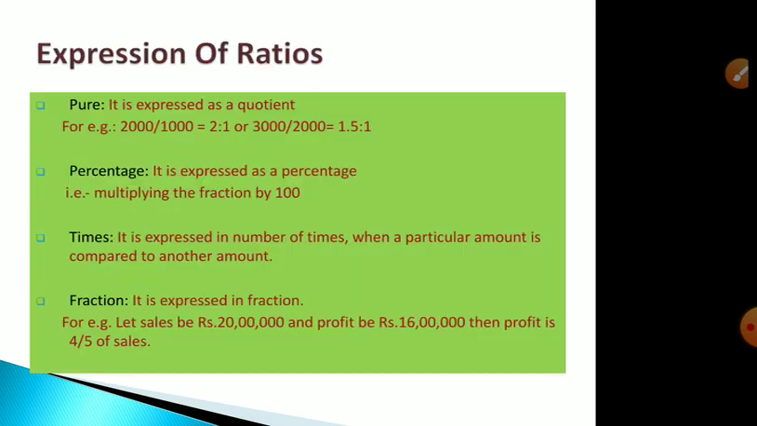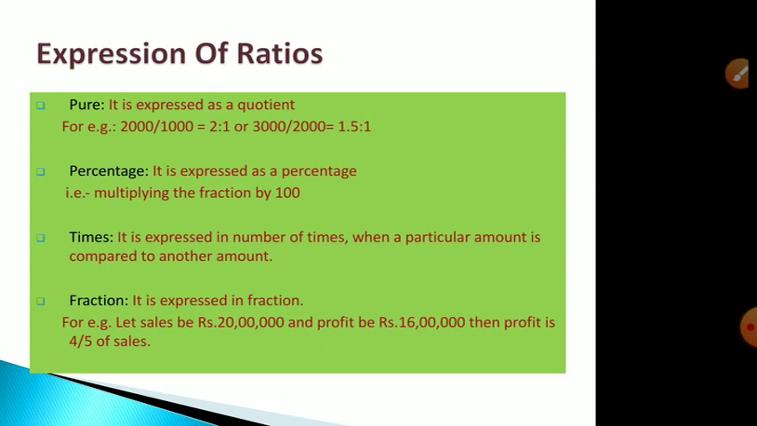Next comes the expression of ratios. Generally ratios are expressed in the following ways. The first one is pure. When we are expressing the ratio as a quotient, for example, if I ask you to find the ratio of 2000 and 1000, we'll divide 2000 by 1000, that is 2. The answer is 2. It can also be expressed as 2 is to 1. In this form, always keep in mind that we have to convert the denominator to 1.